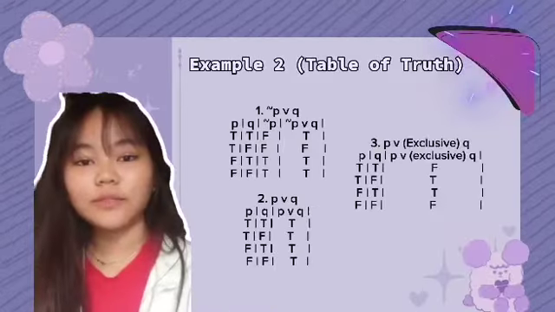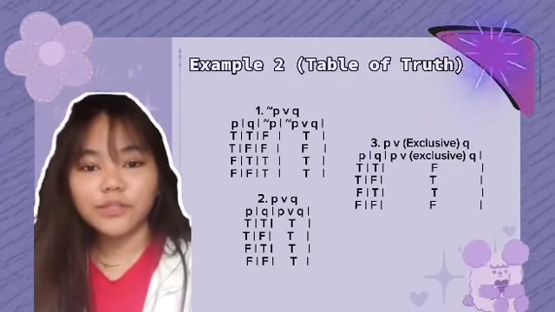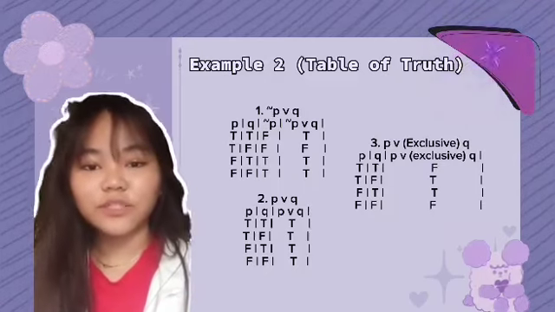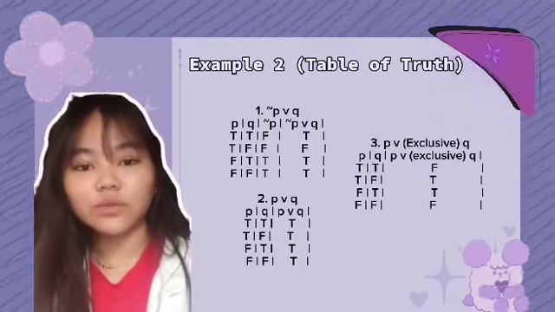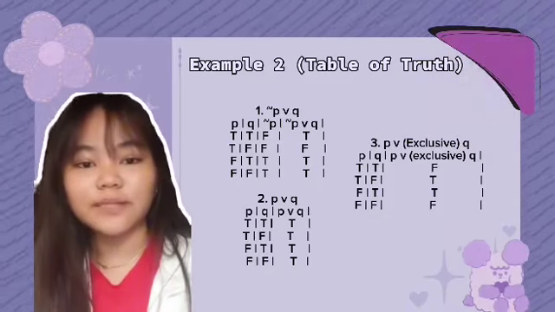Number 1: not P or Q. The truth table shows the following. When both P and Q are true, the expression is true because Q is true. When P is true and Q is false, the expression is false because neither part is true. When P is false and Q is true, the expression is true because Q is true. When both P and Q are false, the expression is true because not P makes the expression true.